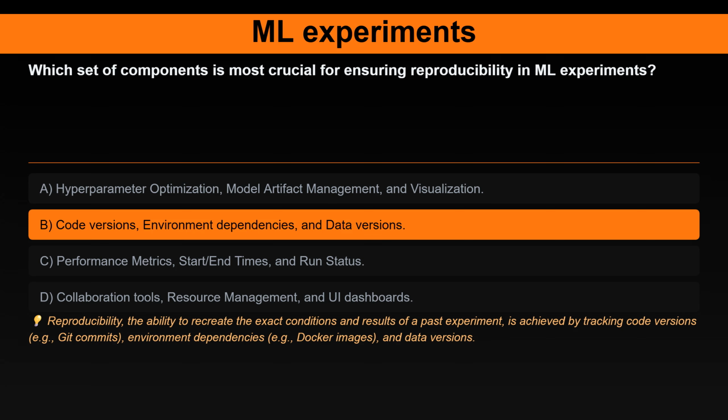The correct answer is code versions, environment dependencies, and data versions. Here's the explanation. Reproducibility, the ability to recreate the exact conditions and results of a past experiment, is achieved by tracking code versions, e.g., Git commits, environment dependencies, e.g., Docker images, and data versions.